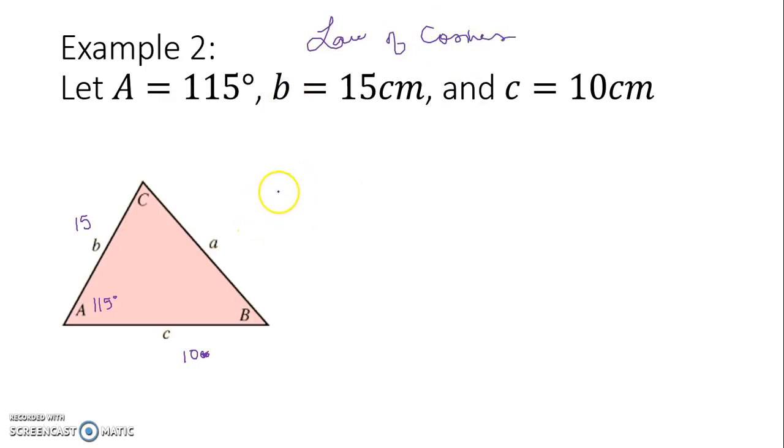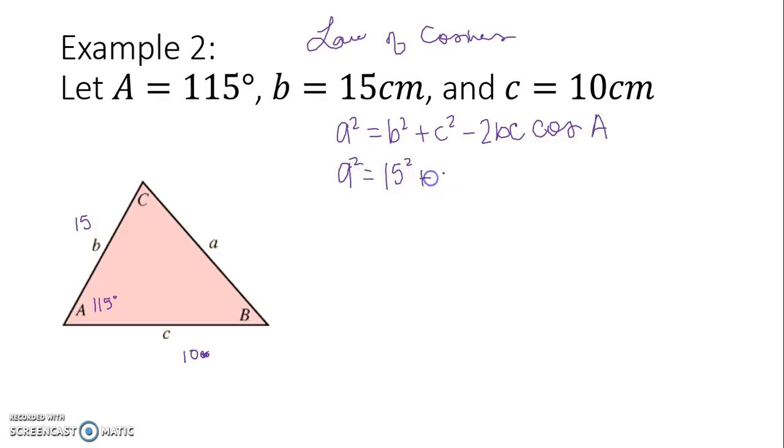So to decide what I'm actually setting up with, whether it's c squared or b squared or whatnot, I know angle A. It's the only angle I know, so it's the angle I'm going to need to use. So I'm going to set this up as a squared equals b squared plus c squared minus 2bc times cosine of angle A. I don't know A. B is 15. C is 10, so 15 squared plus 10 squared minus 2 times 15 times 10 times cosine of 115 degrees.